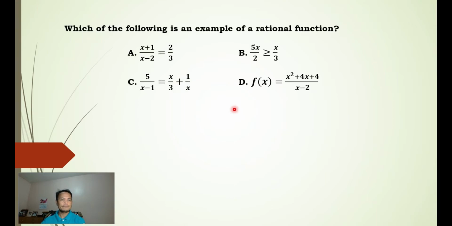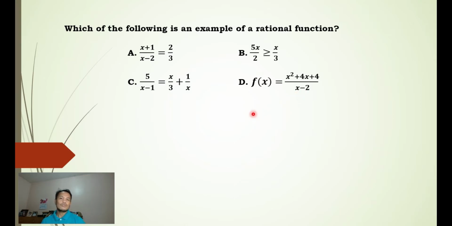So let us start with our first question. Which of the following is an example of a rational function? We have here letter A, x plus 1 over x minus 2 equals 2 over 3. B, 5x over 2 is greater than or equal to x over 3. C, 5 over x minus 1 is equal to x over 3 plus 1 over x. And letter D is f of x equals x squared plus 4x plus 4 over x minus 2.